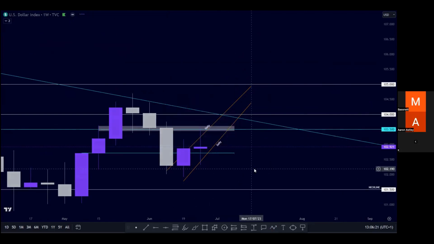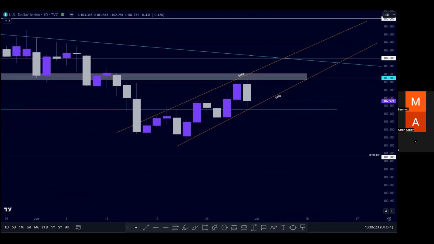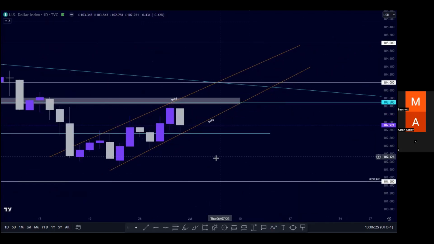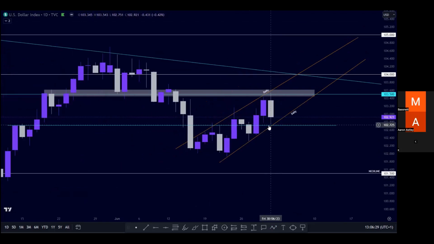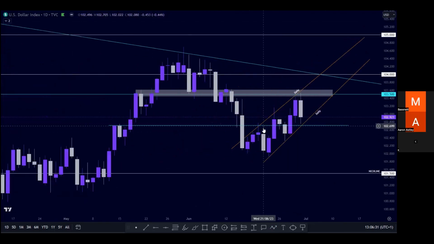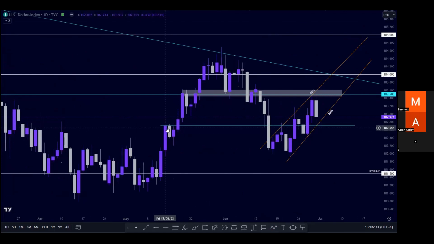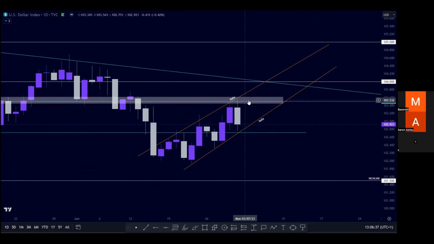If we go into the daily, we've been trading within this channel over the last few days. We did manage to find some support around 102,700, which was previous resistance and became support over this side. But we still managed to hold resistance at the 103,500 area.